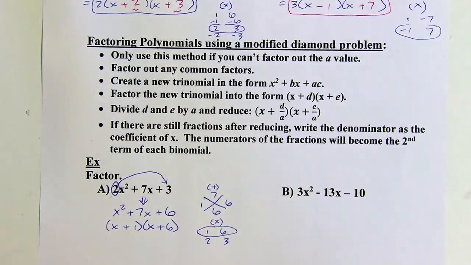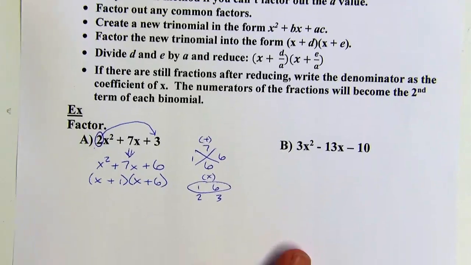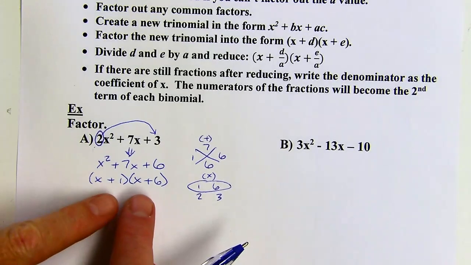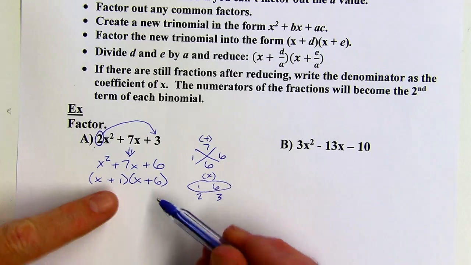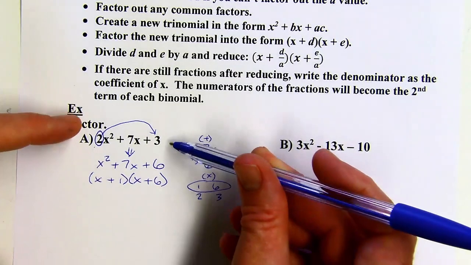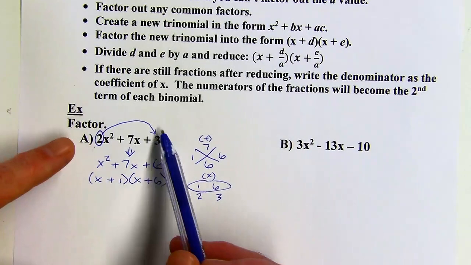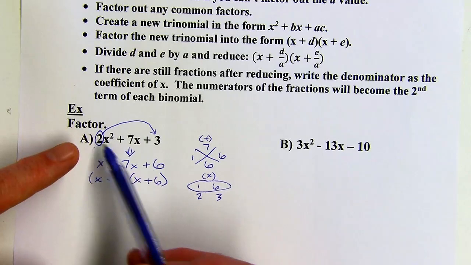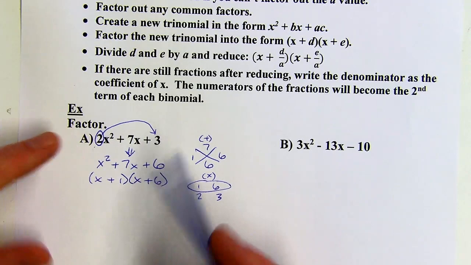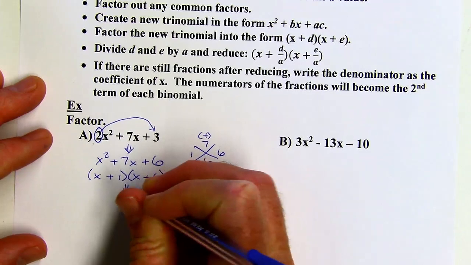Now here's the danger of a modified diamond problem. A lot of people are just going to put that as their answer. But if you multiply this back together, if you FOIL it together, you're going to get this trinomial, not this one. Okay? So we're not there. So in the beginning, we changed the problem. We changed the original trinomial. We modified it. Okay? So now we're going to undo what we did at the beginning.